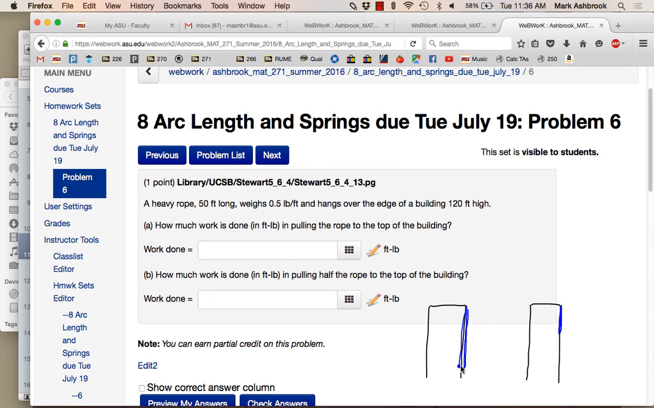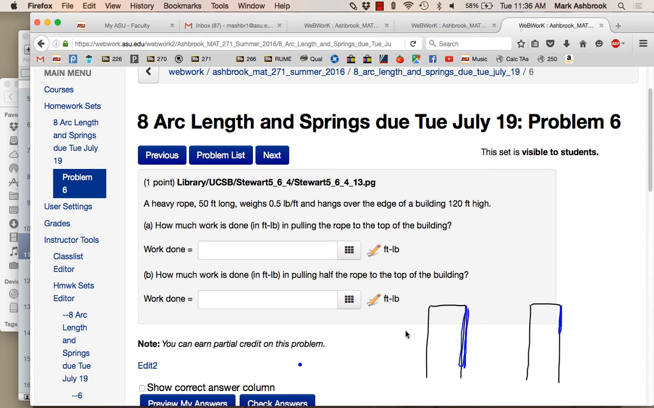It doesn't work out that way because when you pull up this first half of this rope, that's more than half of the total work you're going to do, because you're pulling up a much greater amount of rope to get it up halfway than pulling up starting from here. So this is more than 2 times as much work as that. But just set them up as 2 separate problems, and that will prove it.